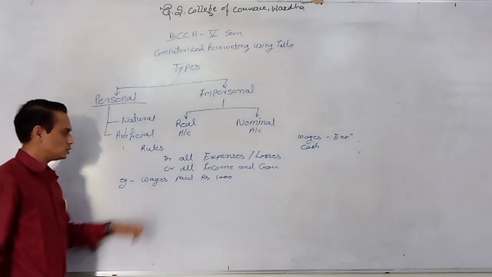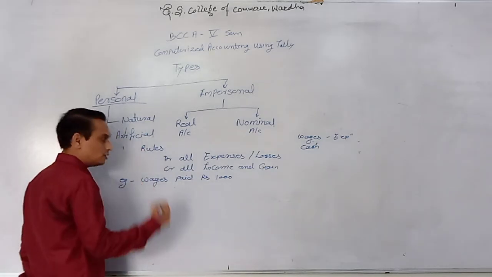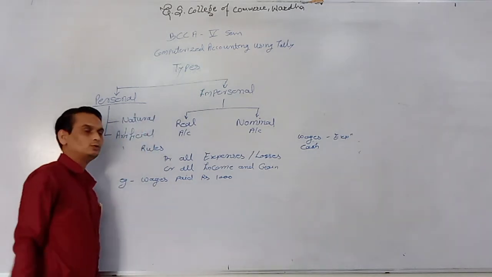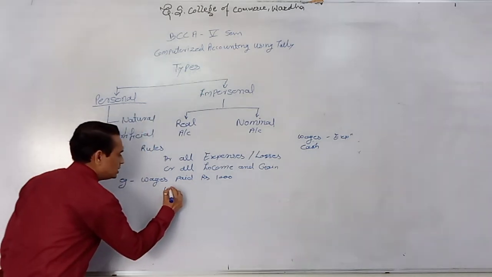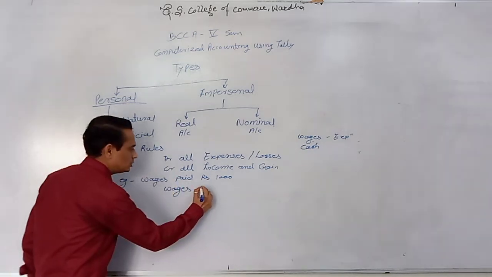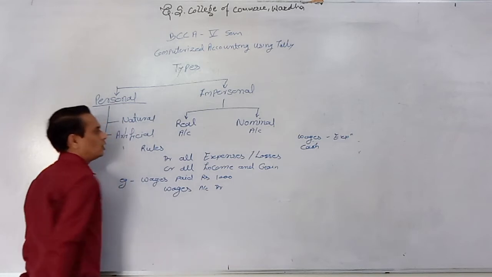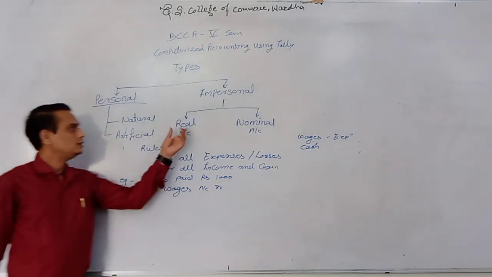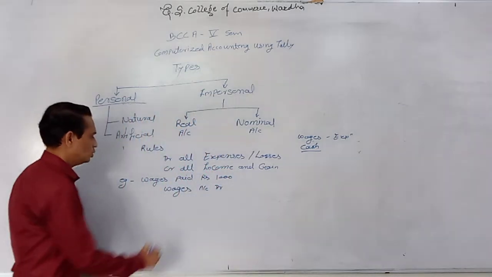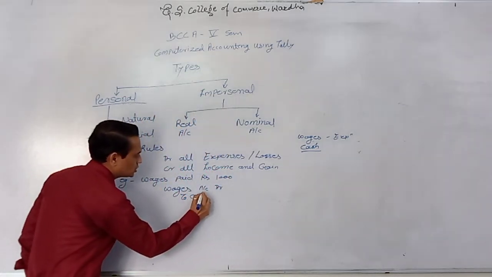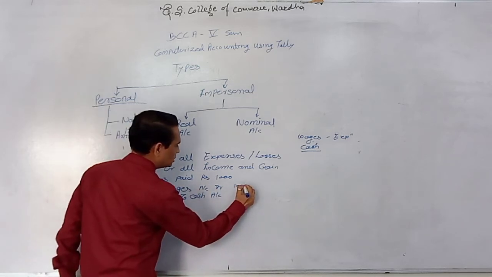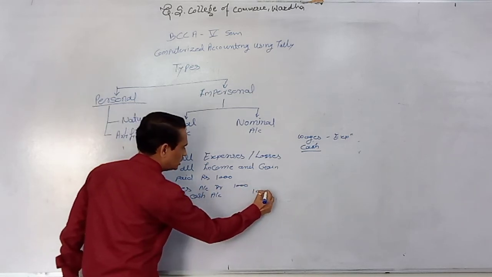So the journal entry for the transaction wages paid rupees 1000: wages is an expense, so wages account debit, and it is always conducted with a real account, and that real account is called cash. So to cash account of rupees 1000, debit side 1000, credit side 1000.